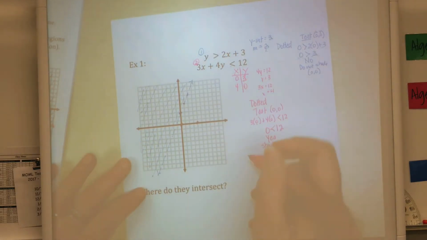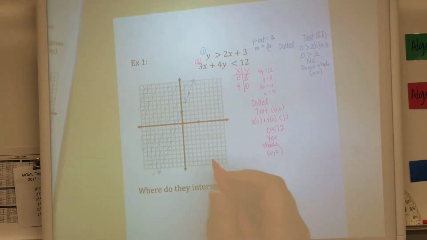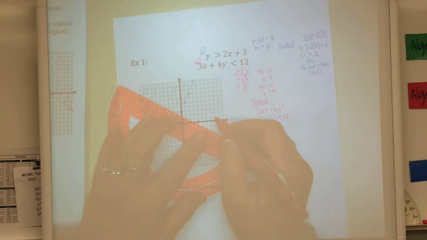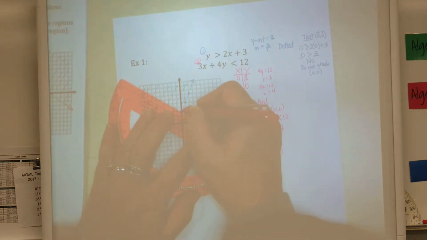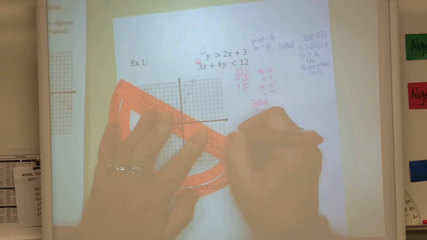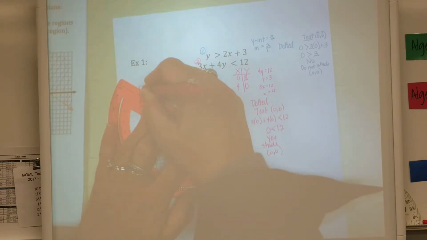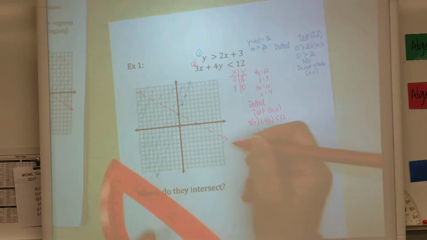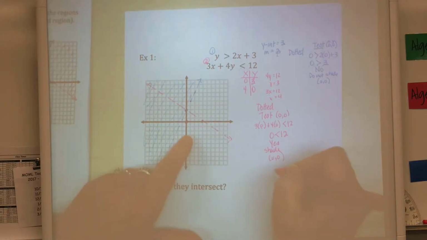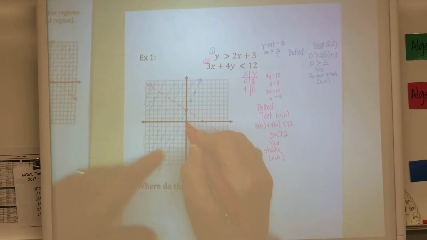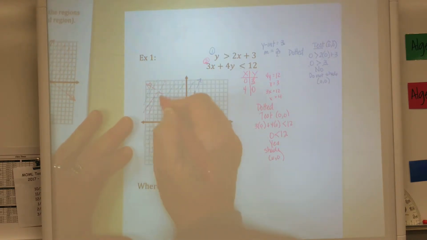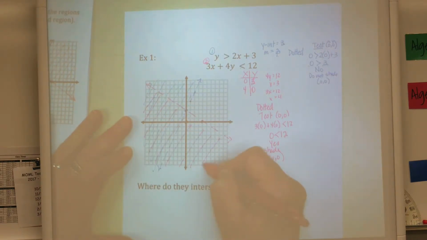So I'm going to graph this line in pink so that I can keep them separate. I have 0, 3, and 4, 0. And I'm going to connect those points, and I know it's dotted, so I'm going to do my dotted line through those intercepts. And then I have to decide which side of the line I'm going to shade. I said I do shade to include that point, so I'm shading on this side of my dotted line, and it's everything on this side.